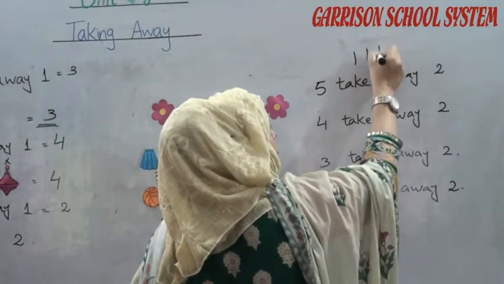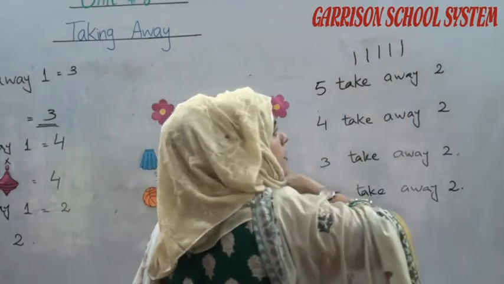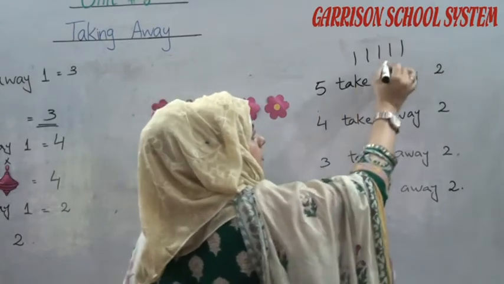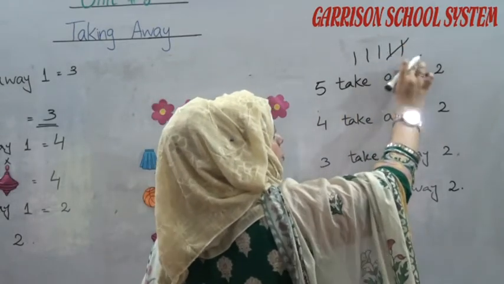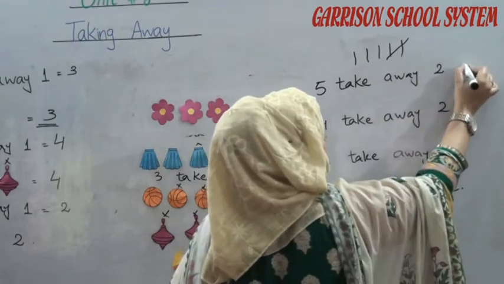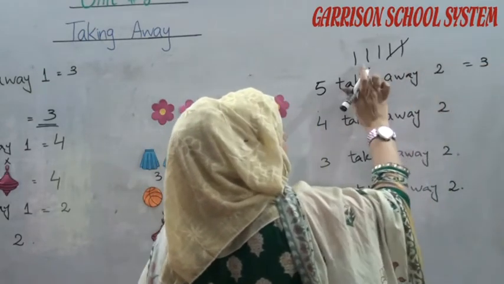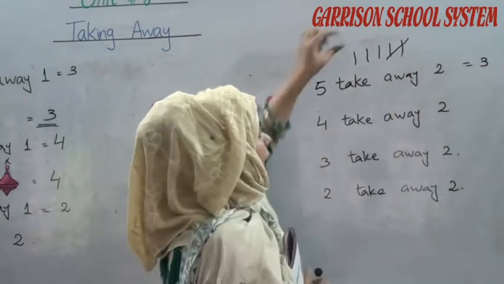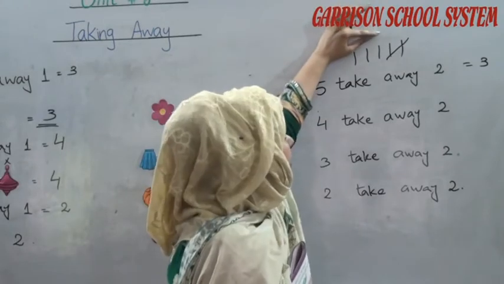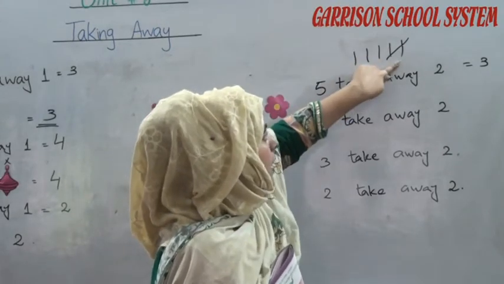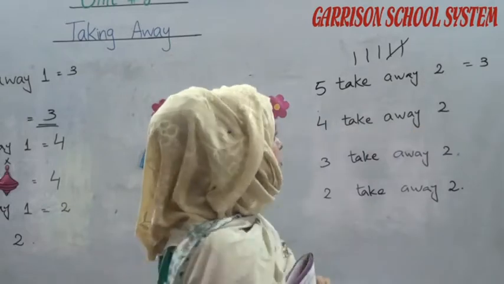1, 2, 3, 4, 5. We have 5 counters over here. If we take away 2, like हमने 2 उसमें से निकाल दिए, we will be left with 3. 1, 2, 3. We have 5, right? पहले हमारे पास क्या थे? 5 थे. We have taken away 2, so we will be left with 3.